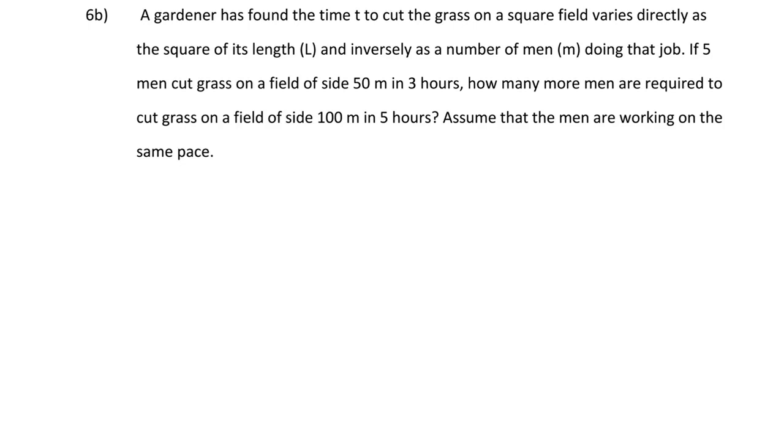Okay, so this is the variation problem. We have been told that time varies directly with the square of the length, so it's going to be L squared, and also been told that time varies inversely with the number of men. Okay, so now let us introduce the constant of proportionality K. Then our expression is going to be T equals K times L squared times 1 over N.